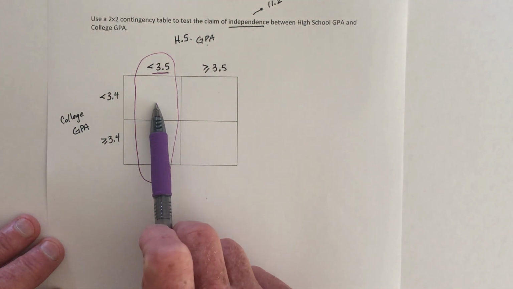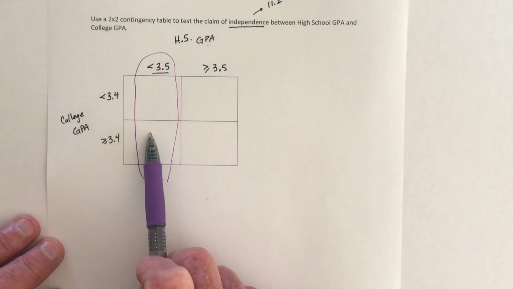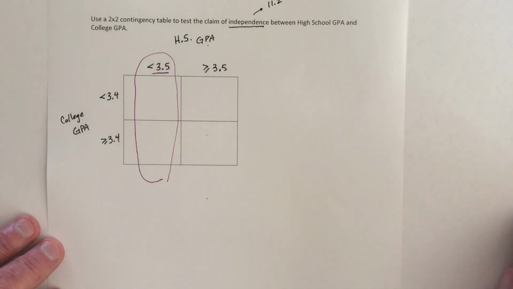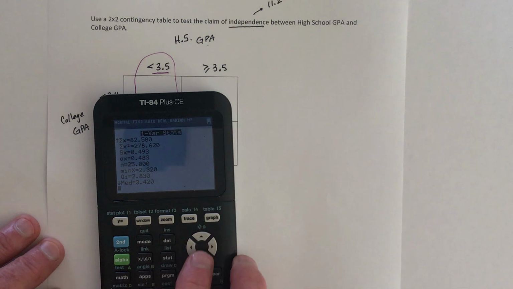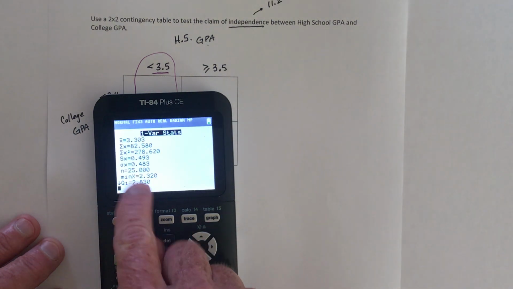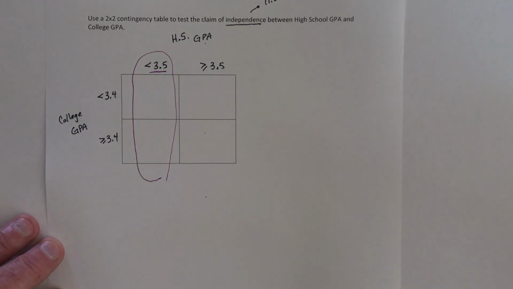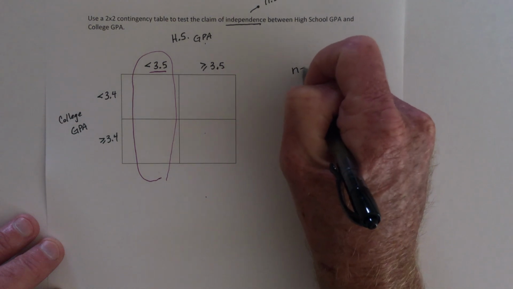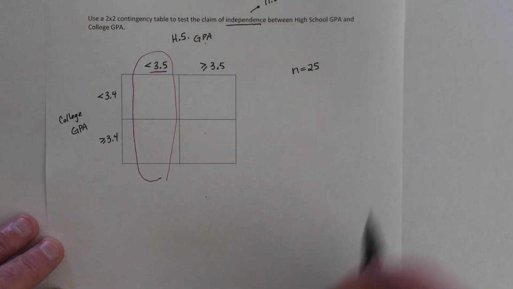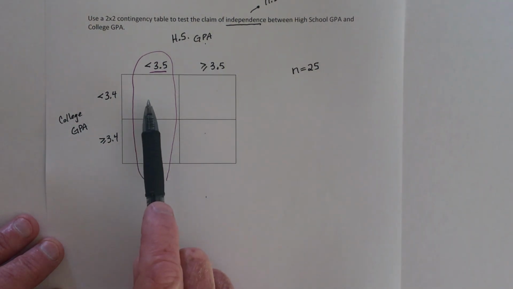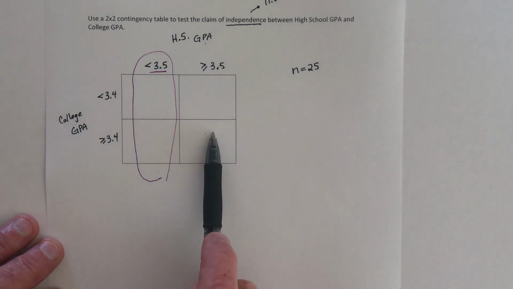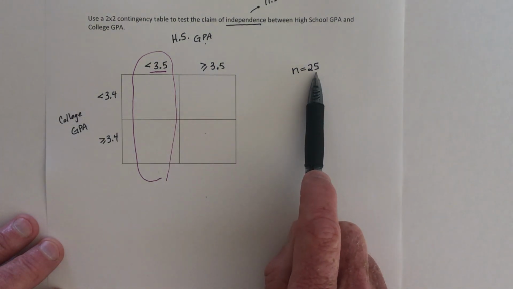Oh, and by the way, when I'm done and I add up all 4 of these squares, it should equal the total amount of people, which according to the calculator is 25 people. So just as a reminder, n equals 25. So when I'm done and I add up these 4 squares, that should be all 25 people.